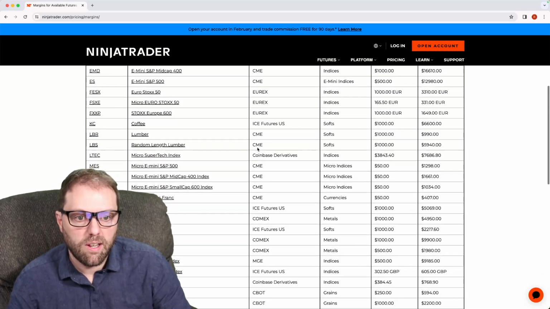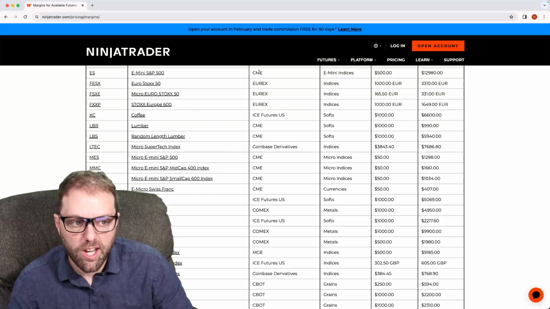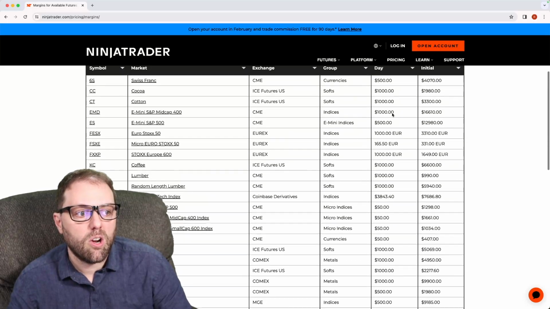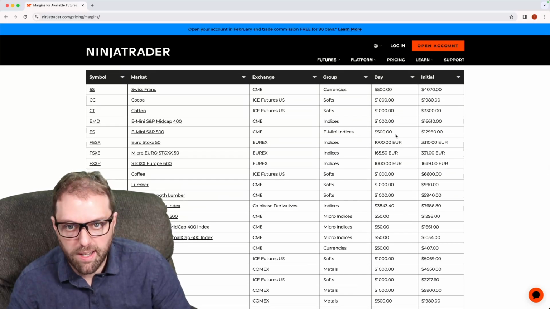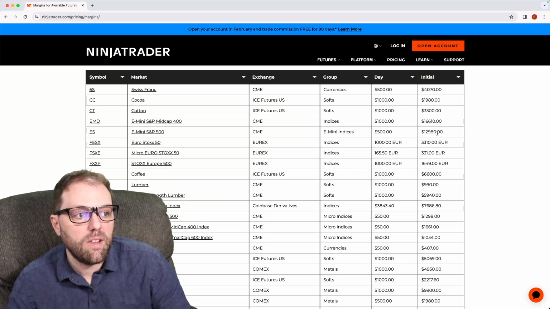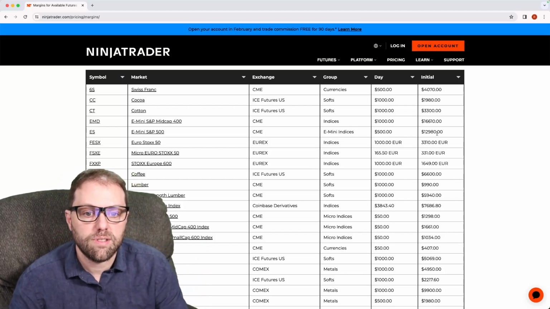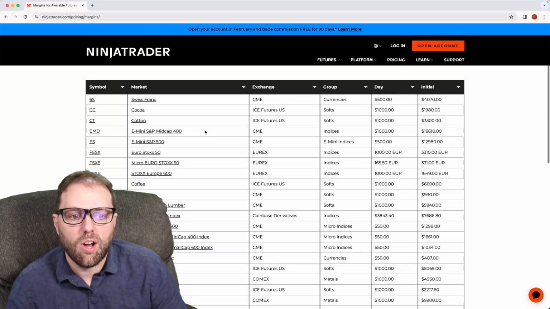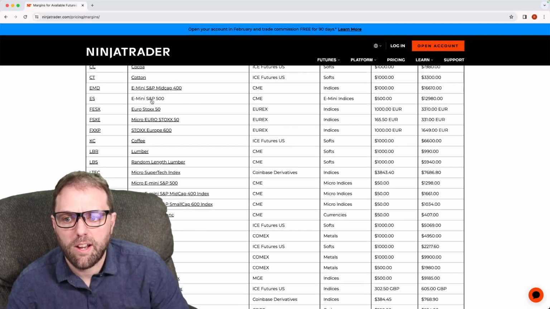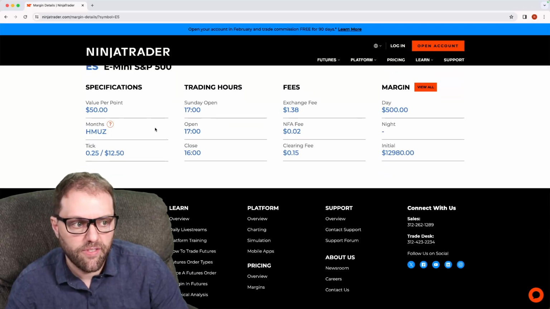And when I'm looking, I do see right up here, E-mini S&P 500. This is going to be the exchange it's located on. This is an E-mini index. And then right here is going to be our day trading rate. This is trading within day trading hours. And then this is going to be the amount of margin required to hold the trade through multiple trading sessions. So if I want to get some information on this, I'm going to click right here. And then on this page, I'll be able to see all the specifications.